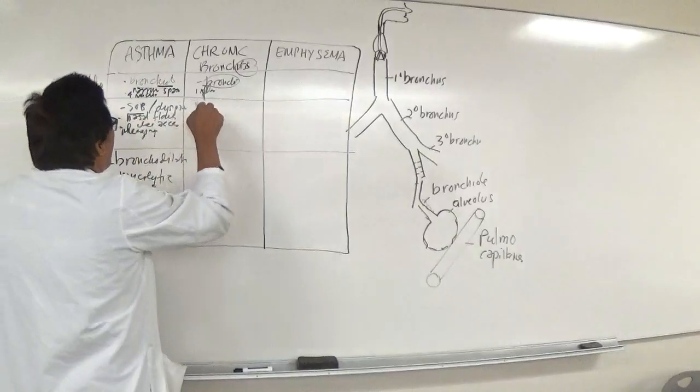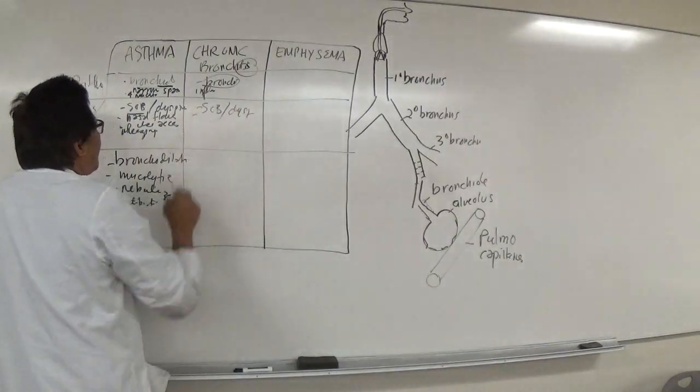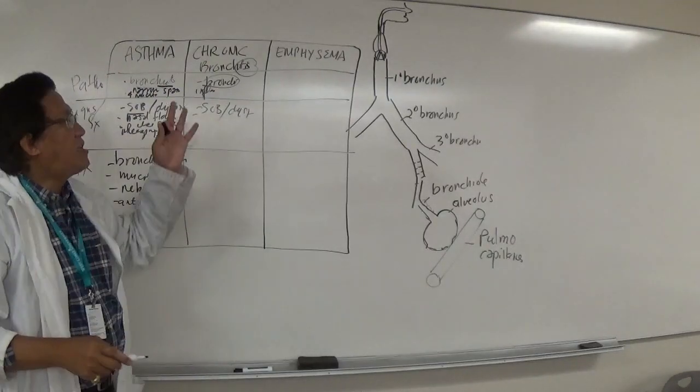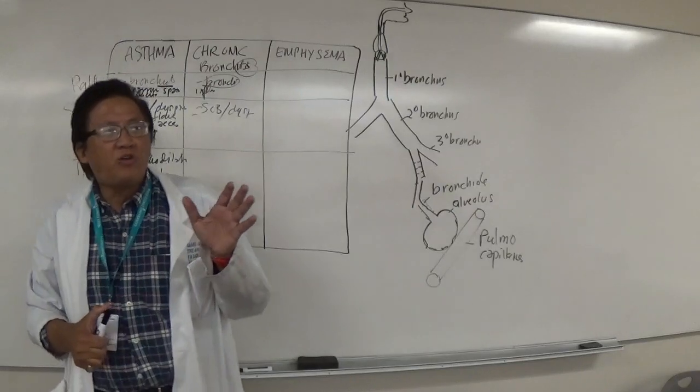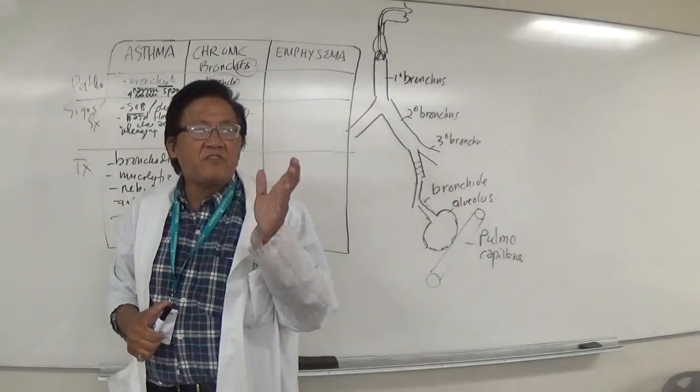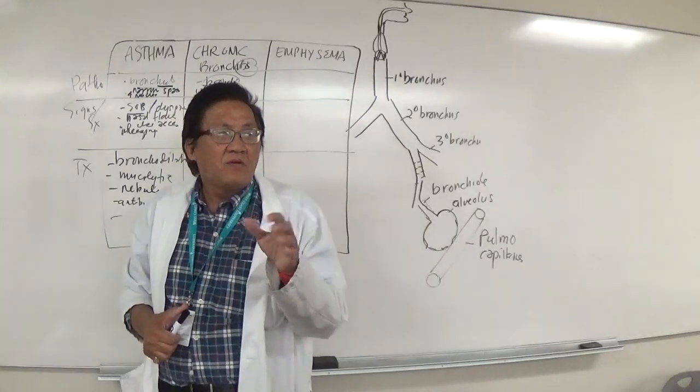Now, would you have SOB or shortness of breath? Yes. Okay. Would you also have, now what is the definition of chronic bronchitis? Can anybody tell me, based on your extensive readings, what is the definition of chronic bronchitis? A patient should have what? Productive cough of yellow phlegm for how long?